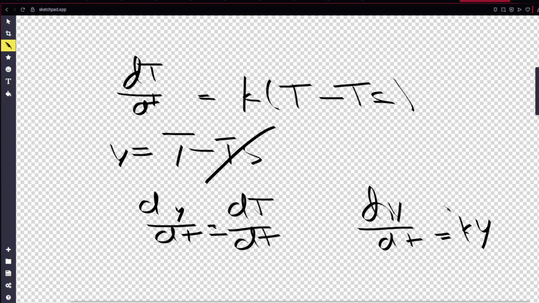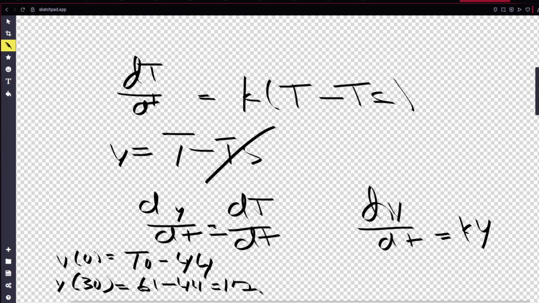So let's do an example question, and let's say that y is equal to the difference in temperature again. That's just going to be T0 minus 44, indicating that the surrounding medium, or the room, is at 44 degrees. And at y of 30, or 30 minutes, it's going to be equal to 61 degrees, which makes the difference 17. So again, we just apply the same formulas here.